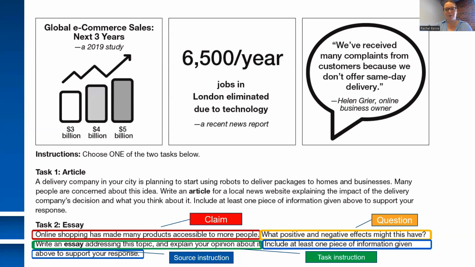So it's very important just from the beginning to read the task carefully and make sure in your response you are addressing all of the elements of the instructions. So writing an article, explaining the impact, what you think about it, and including at least one piece of information. And you're addressing the prompt specific topic. So if the article is asking you to write about the delivery robots in the city, you're writing specifically about that. You're not just writing about robots in general.